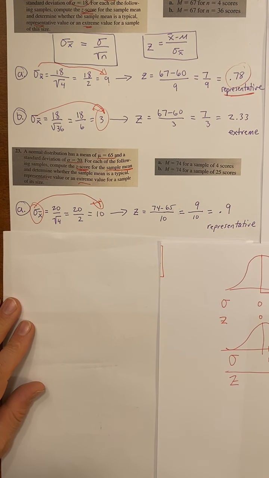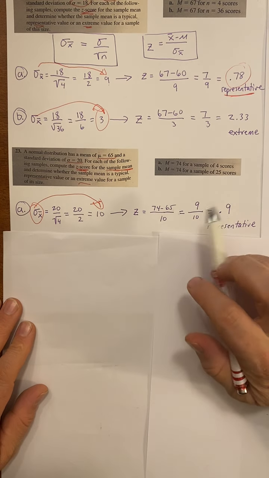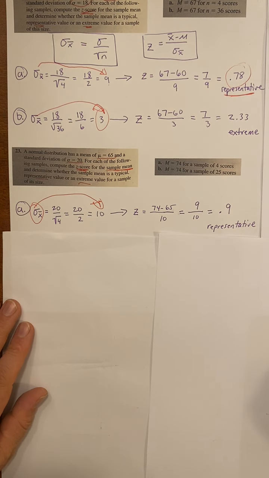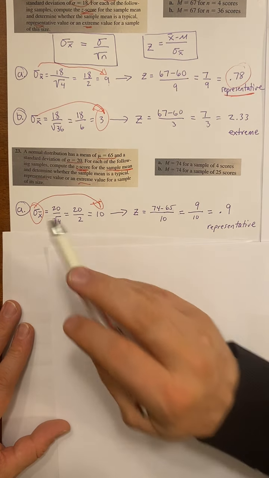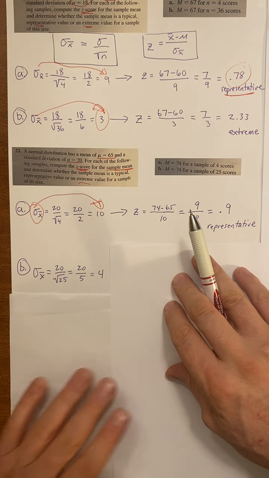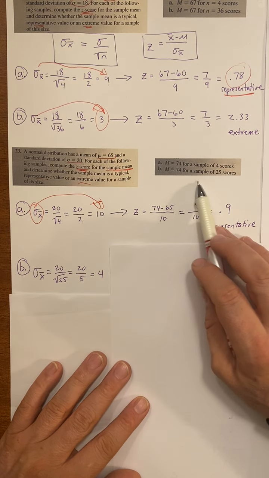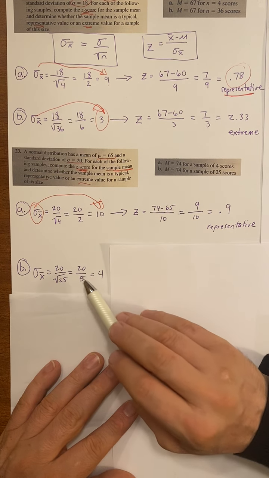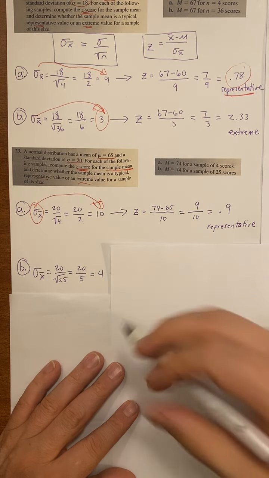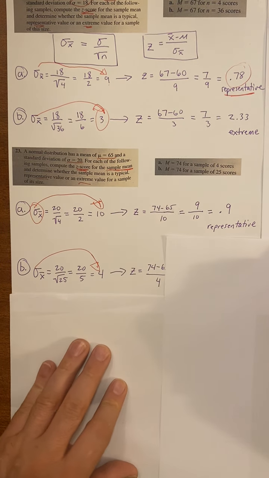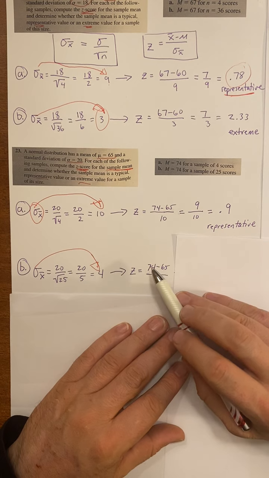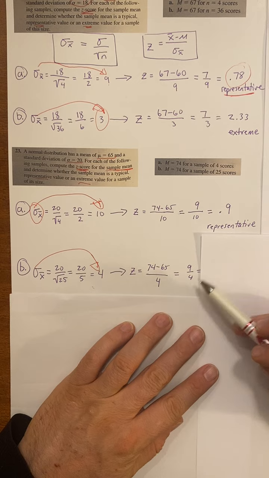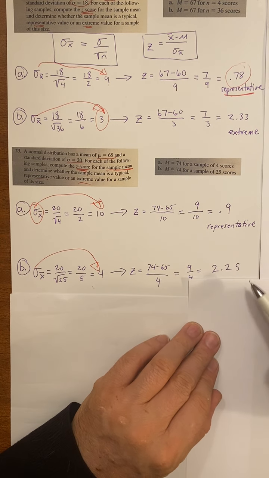Okay, now problem number B, where we have a mean of 74 with a sample size of 25. Here the first thing we're going to do is calculate that standard error. It's 20 over the square root of the 25, which reduces to 20 over 5, which reduces to 4. So that's our standard error in this z equation, where we're saying 74 minus 65 over that standard error gives us 9 over 4, which further reduces to 2.25.